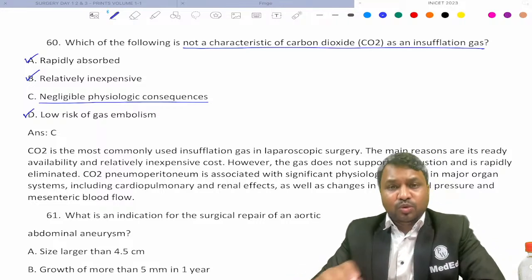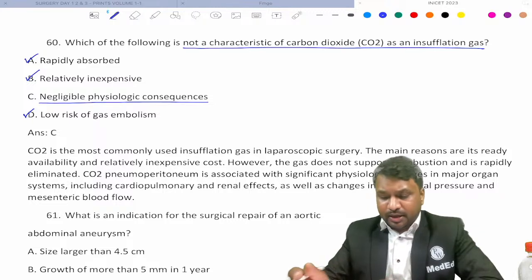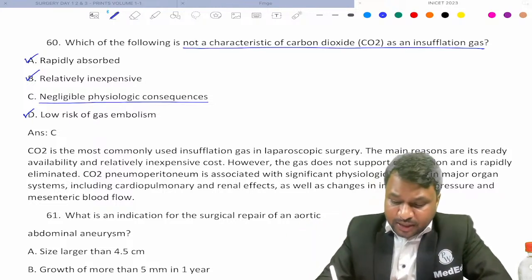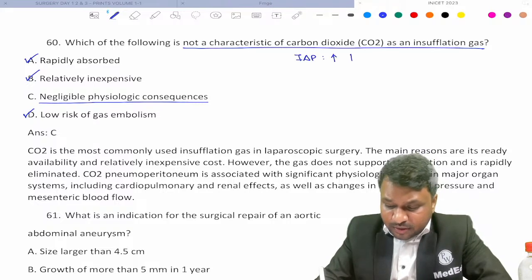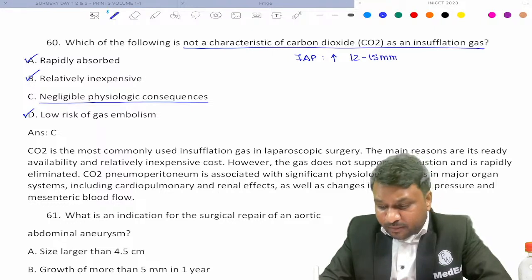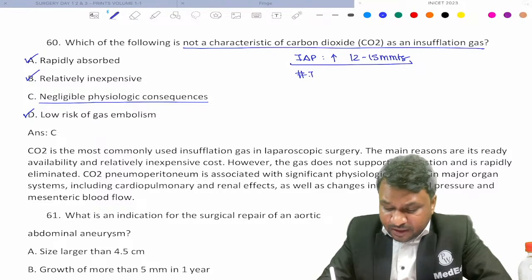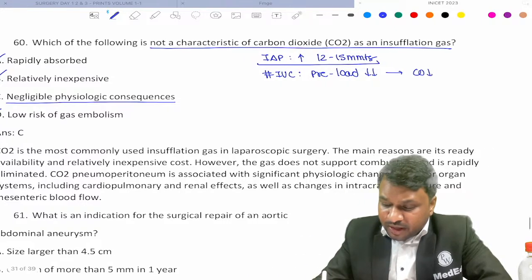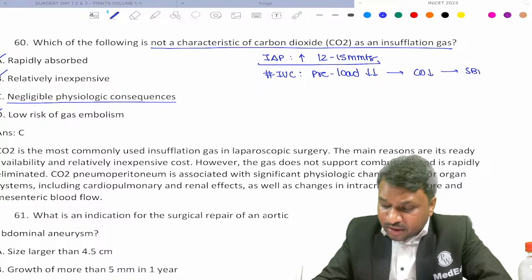Now, when you use carbon dioxide to create pneumoperitoneum, the physiological implication is that the intra-abdominal pressure is going to increase to 12 to 15 millimeters of mercury. When there is increase in intra-abdominal pressure, it will compress the inferior vena cava. When the IVC is compressed, the venous return to the heart will decrease, which will result in decrease in preload. If preload decreases, it will cause decrease in cardiac output. If the cardiac output decreases, it will cause decrease in systolic blood pressure.